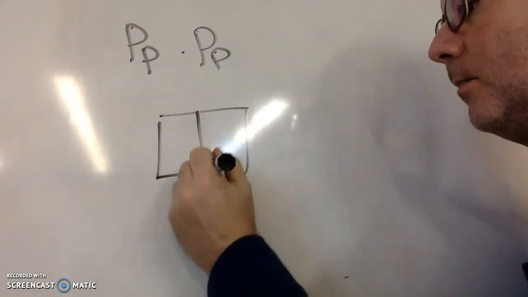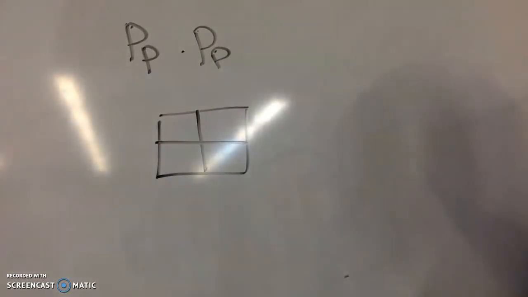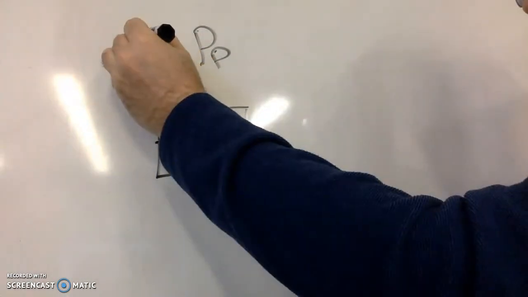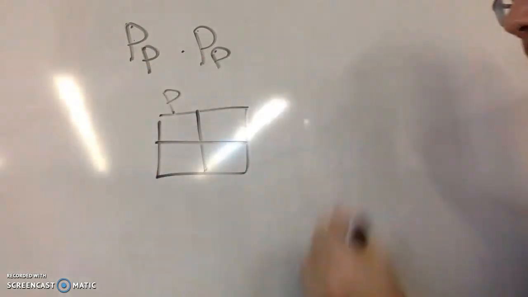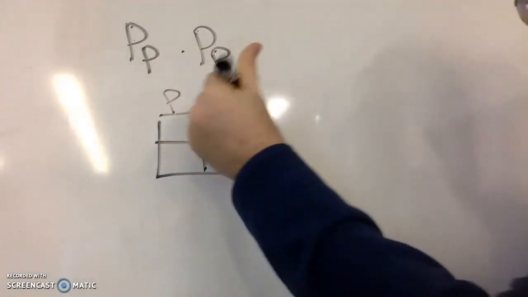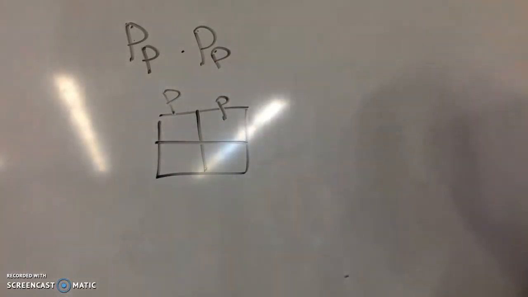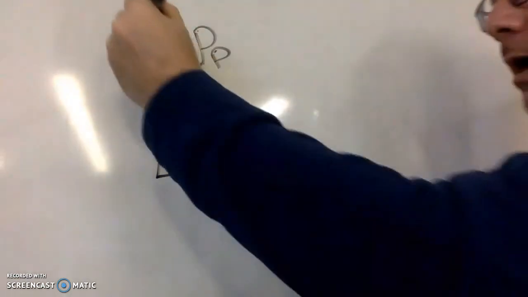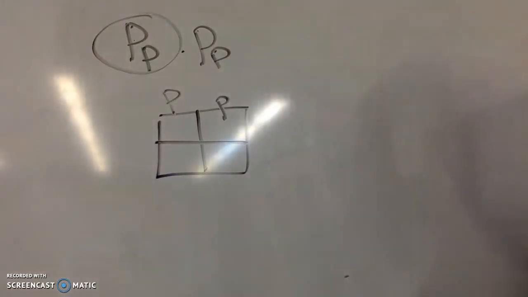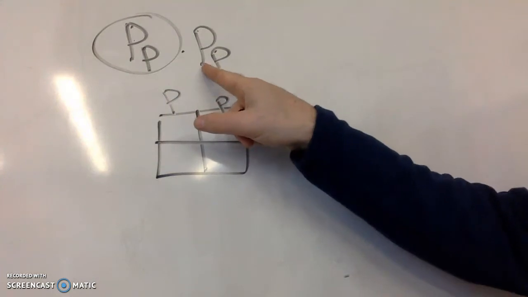Here's my square. Let's make sure you can see that. Yep, it looks good. I'm going to take this dominant gene and put it right there. I'm going to take this recessive gene and put it right there. That's showing me the sex cells of parent number 1, which is right here. Now I'm going to do the same thing over here for parent number 2.